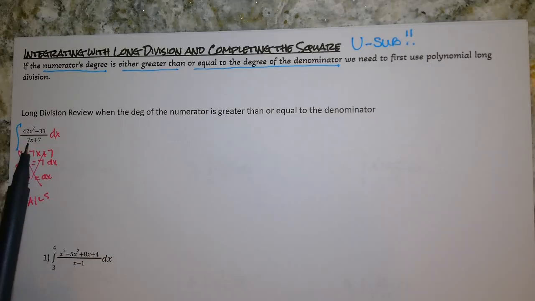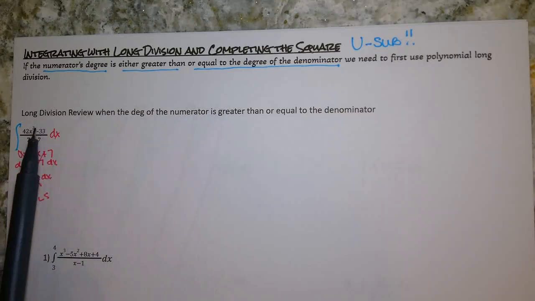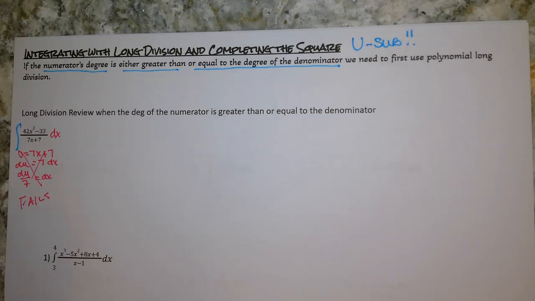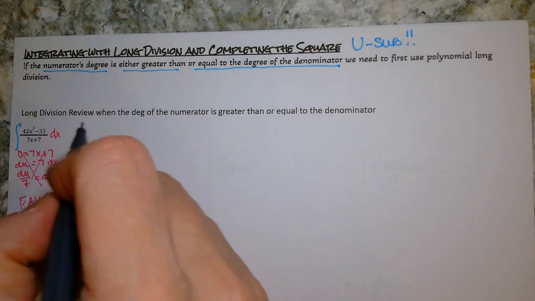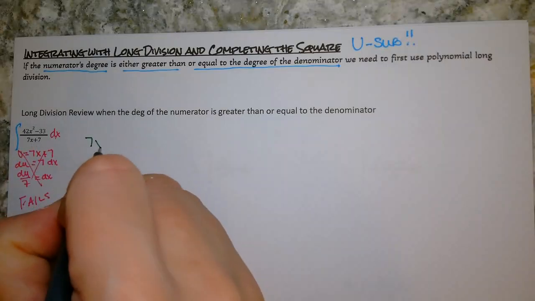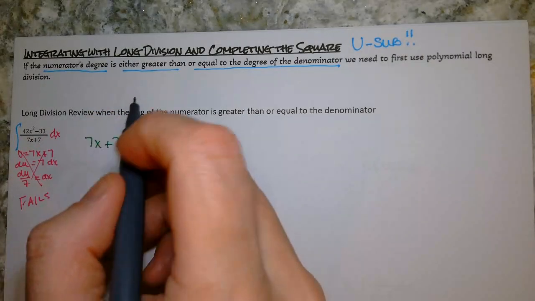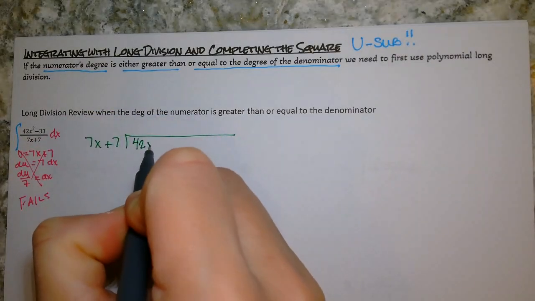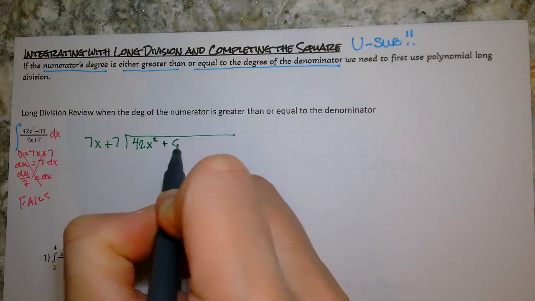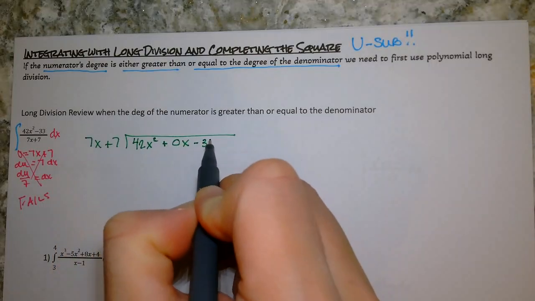So now I look at my fraction and I say, okay, the degree of the numerator, the x squared, is greater than or equal to the degree of the denominator. So here's what we do. We go back to polynomial long division, where we did a ton of this in Algebra 2 whenever you took that. So let's review how to divide. I'm going to take 7x plus 7 and do some long division. Just as a reminder, you don't want to miss any terms. If a term is missing, we want to put a 0 placeholder in there. So I'm going to say 42x squared plus 0x minus 33.